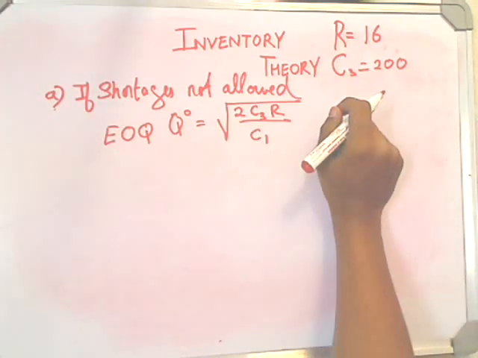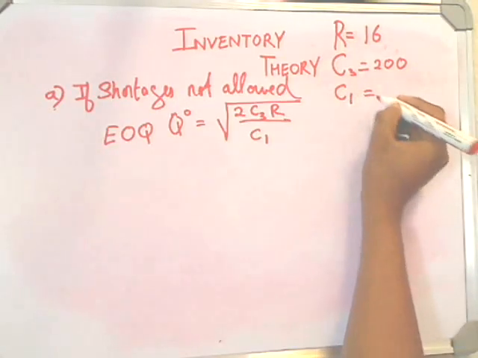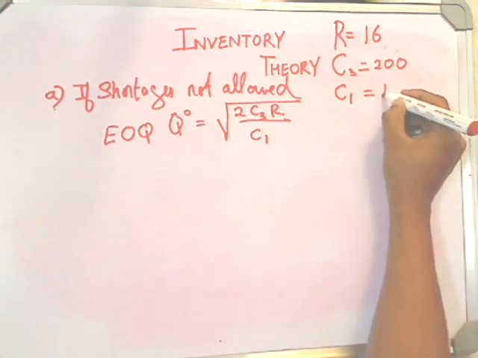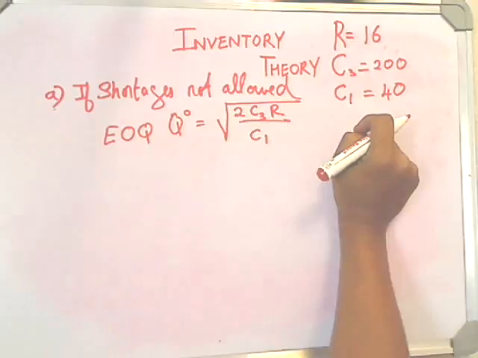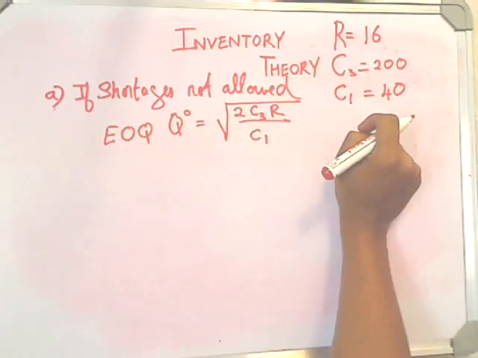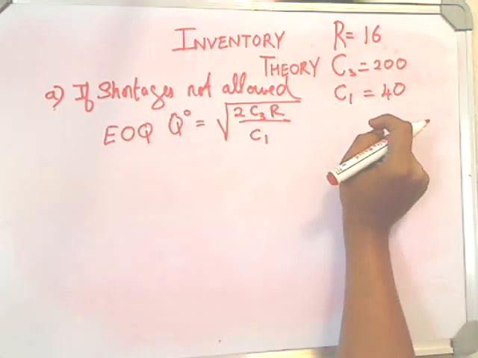The next thing is the carrying cost. The carrying cost here is C1, and C1 here would be 40. There is one more in the later part of the question, wherein they say the shortage cost being rupees 100 per ton per year.